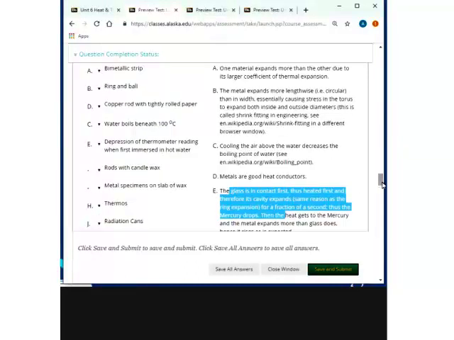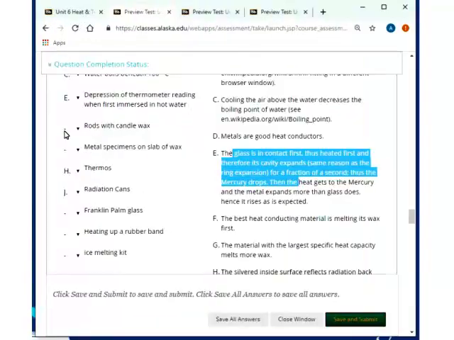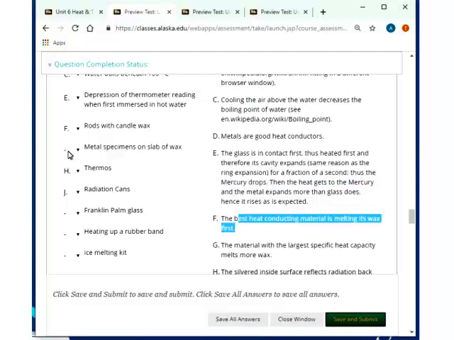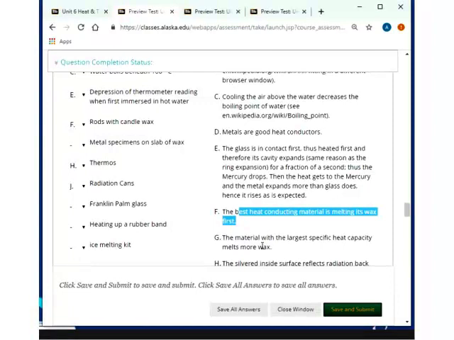Well, I like them all, but that's kind of one of my favorite ones. Rods with candle wax. And again, here is the explanation for that. Metal specimens on slab of wax. And here's the explanation. Then the thermos. Why does the thermos look the way it does?